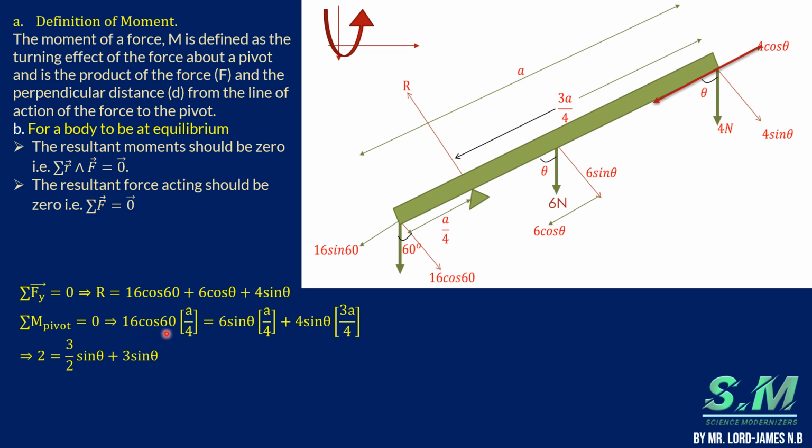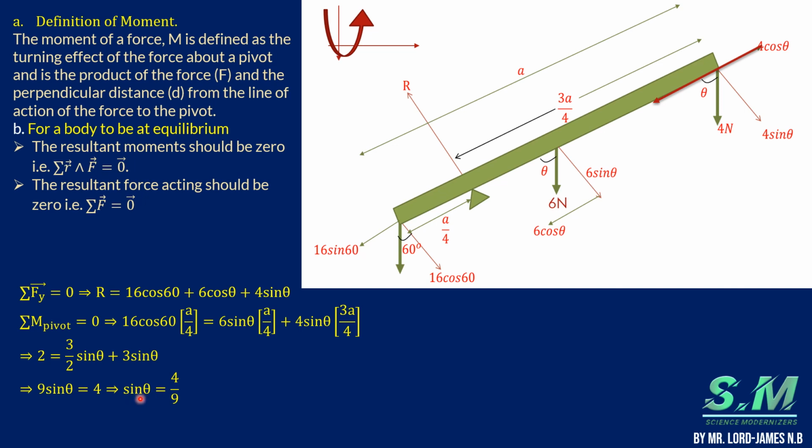So if we simplify that, 16 cos 60 is half, because cos 60 is half, and half times 16 gives us 8, and 8 divided by 4 gives 2, and we have 6 sine theta. If you simplify, we realize that the a's are common everywhere, so a will cancel. Here we get 3 over 2 sine theta, and here the 4 simplifies and we get 3 sine theta. If we simplify that expression, we get that 9 sine theta will be equal to 4, taking the LCM and multiplying by 2, from where sine theta will be equal to 4 over 9.